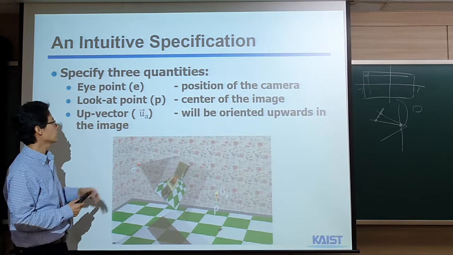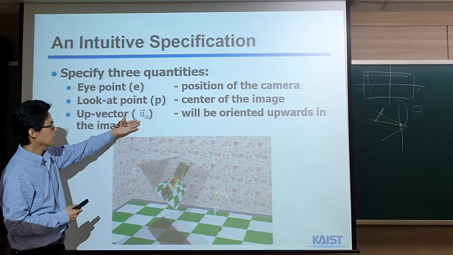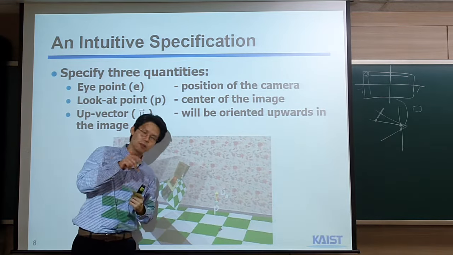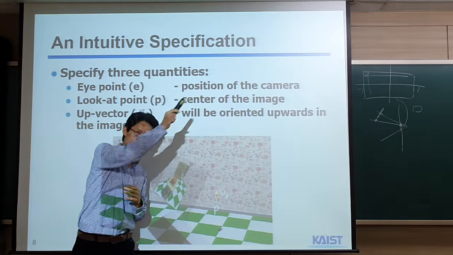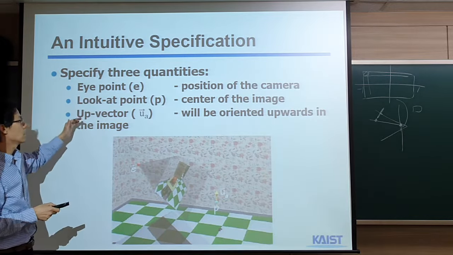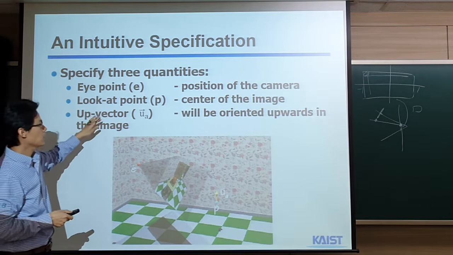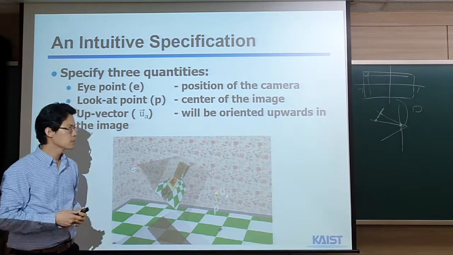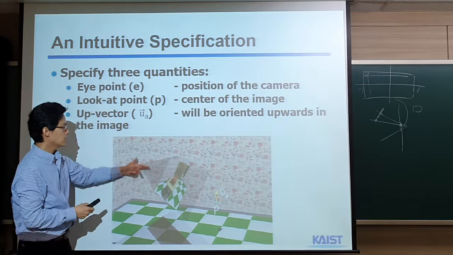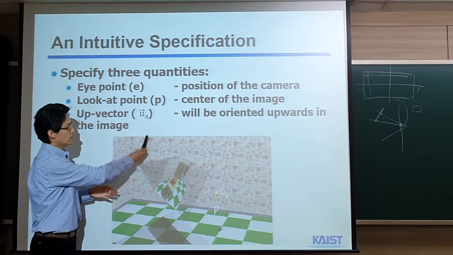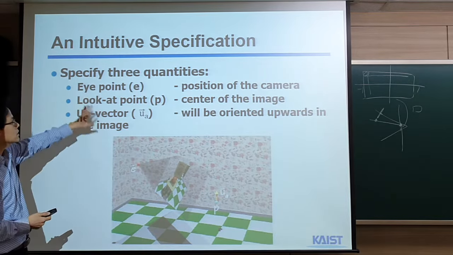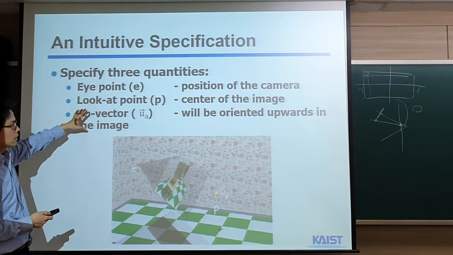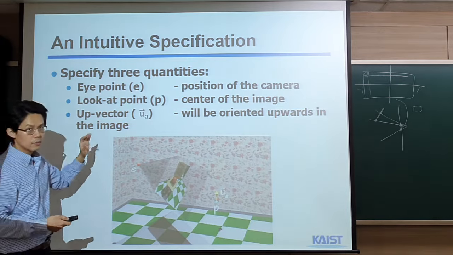And then you define this lookup vector here. Basically, I can look at you that way, but I can also rotate like this, right? In that case, my lookup vector points in that direction. So this lookup vector is heading toward the upward of my image. In this case, my lookup vector may be heading that way. These are some of the intuitive quantities.